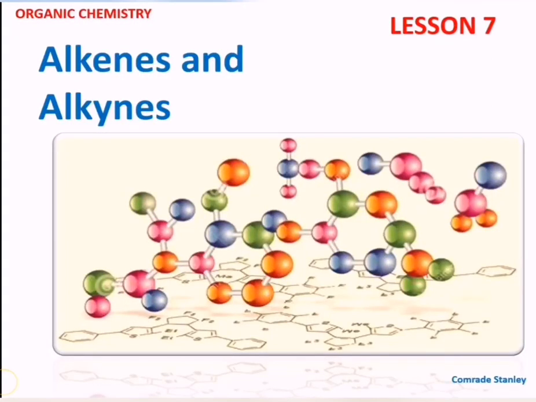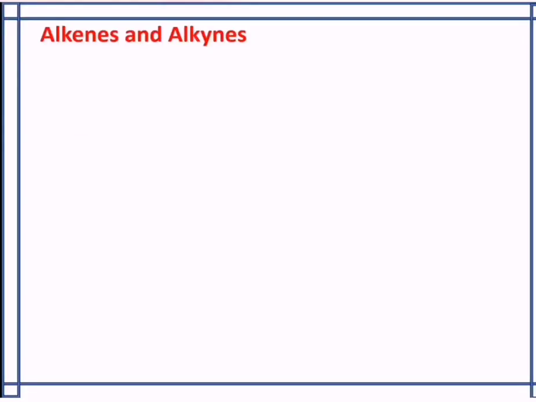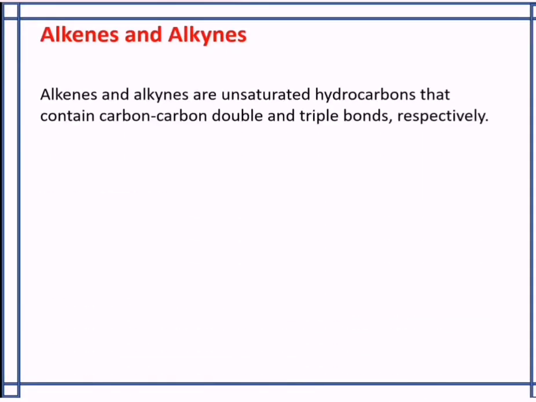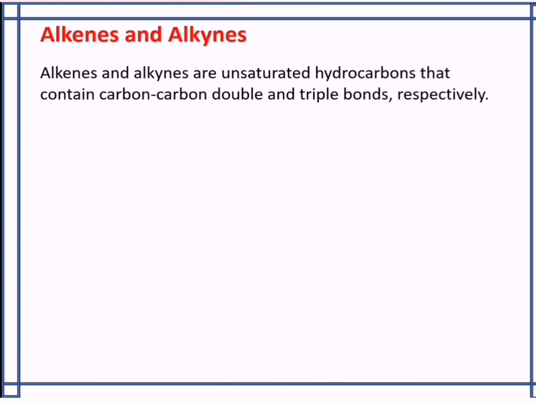Today we are going to be looking at alkenes and alkynes. Alkenes and alkynes are unsaturated hydrocarbons that contain carbon to carbon double and triple bonds respectively. They exhibit distinct properties, structures and reactivity compared to alkanes.